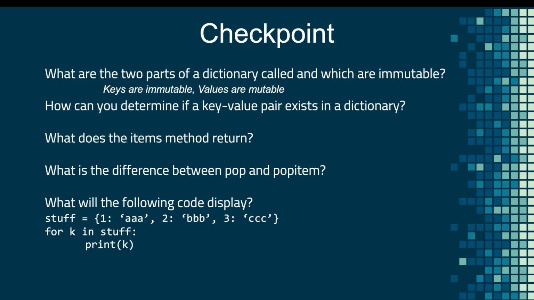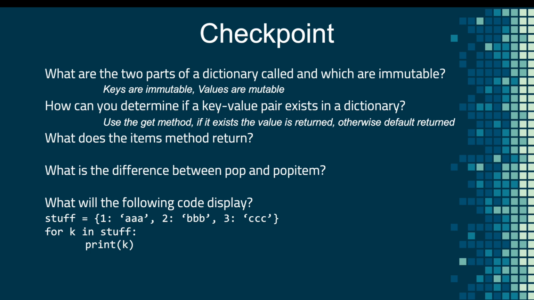So how can you determine if a key value pair exists in a dictionary? So how can we do it? There's 2 different ways we can go about it. We can use the .get method, and if we do that, if it exists, the value is returned, otherwise default is returned. And the other way is we can use the bracket notation. But keep in mind, if you do it that way, you will need to use try excepts, otherwise it will cause an error.